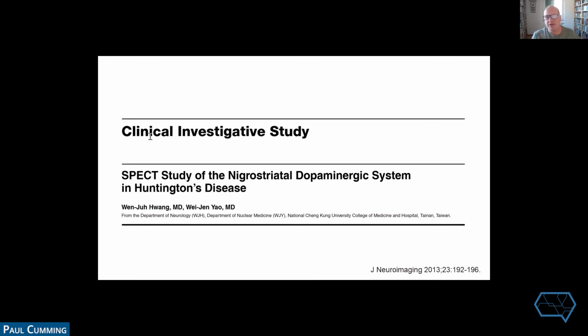We've already seen that the postsynaptic marker of dopamine receptors undergoes a massive degeneration in Huntington's, and that degeneration precedes the onset of symptoms. But what about the presynaptic marker, the one that degenerates in Parkinson's disease, the actual innervation? And that can be studied with other tracers that target specifically the dopamine fibers, as in this study. Next slide.